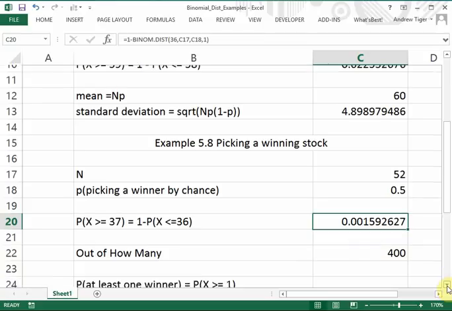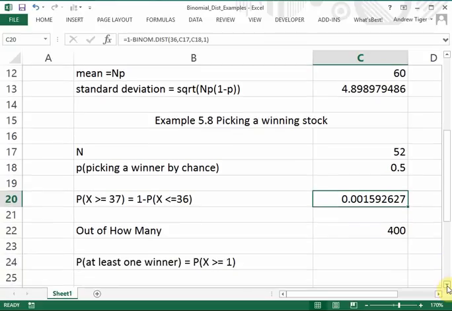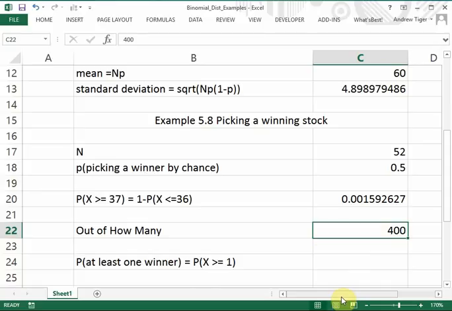But wait a second. Remember, he's got thousands of stocks to choose from, and he just needs to find one to try to sell you on this concept. So let's say that he's got a pool of 400 he tracks every day. What is the likelihood that he can find one stock that's going to beat the stock market 37 out of 52 times out of a pool of 400?